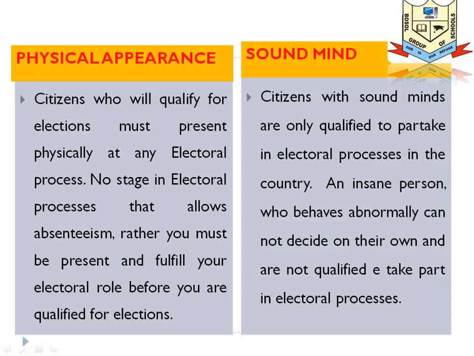The last one is sound mind. Citizens with sound minds are only qualified to partake in electoral processes in the country. For example, an insane person cannot vote because the person will not know who he or she is to vote for. So as a result of that, someone that is mentally derailed will not be allowed to vote during election. An insane person who behaves abnormally cannot decide on their own and is not qualified to take part in electoral processes.